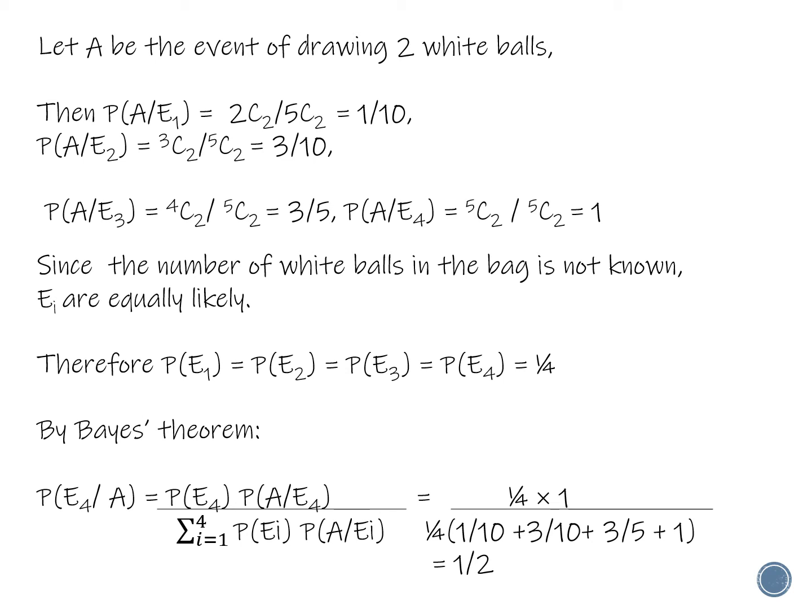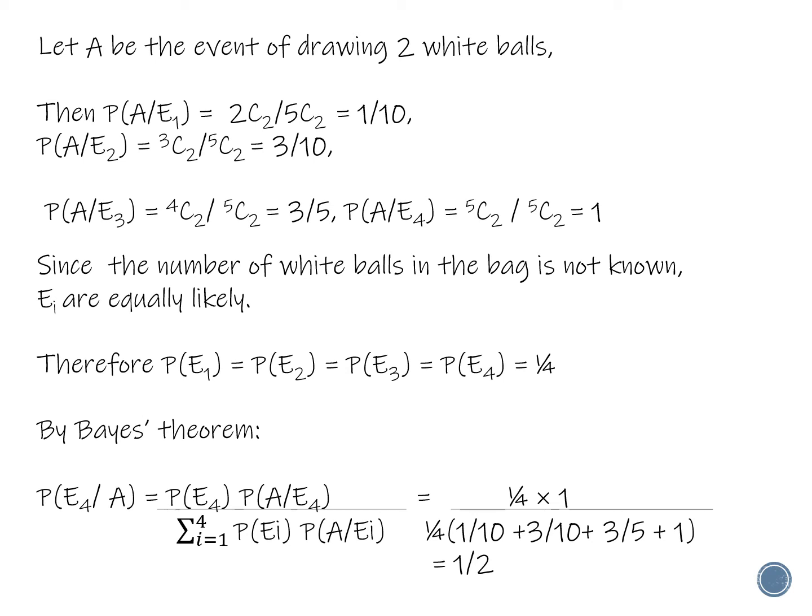Note that E4 is the event that the bag contains 5 white balls. So, probability of A given E4 equals 5C2 divided by 5C2, that is equal to 1. Since the number of white balls in the bag is not known and the Ei are equally likely, probability of E1 is the same as probability of E2, equal to probability of E3, equal to probability of E4, equal to 1 by 4.